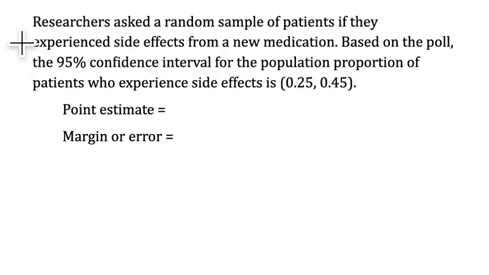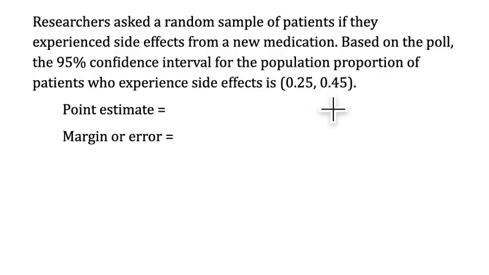Let's move on from the world of simulations and look at an actual confidence interval. Researchers asked a random sample of patients if they experienced side effects from a new medication. Based upon the poll, the 95% confidence interval for the population proportion of patients who experience side effects is 0.25 to 0.45.